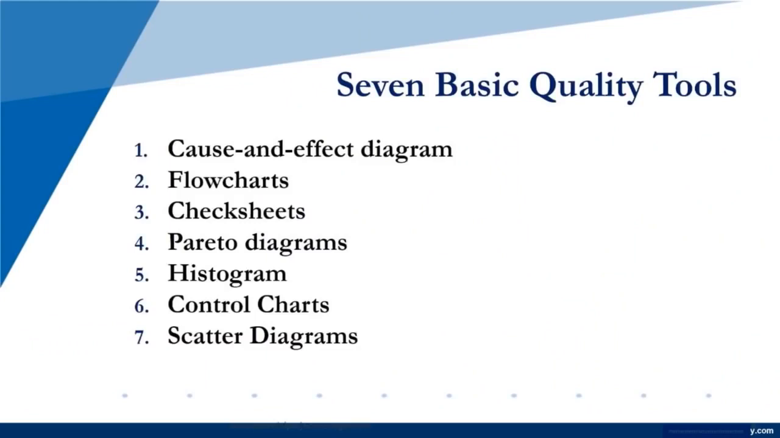Now, there are 7 basic quality tools. We could have more, but these are the 7 that we generally think of as quality tools that are used. They are the cause and effect diagram, also known as a fishbone diagram or Ishikawa diagram. There are flow charts, check sheets, Pareto diagrams. There's a lot of pronunciations out there. Histograms, control charts, and scatter diagrams.